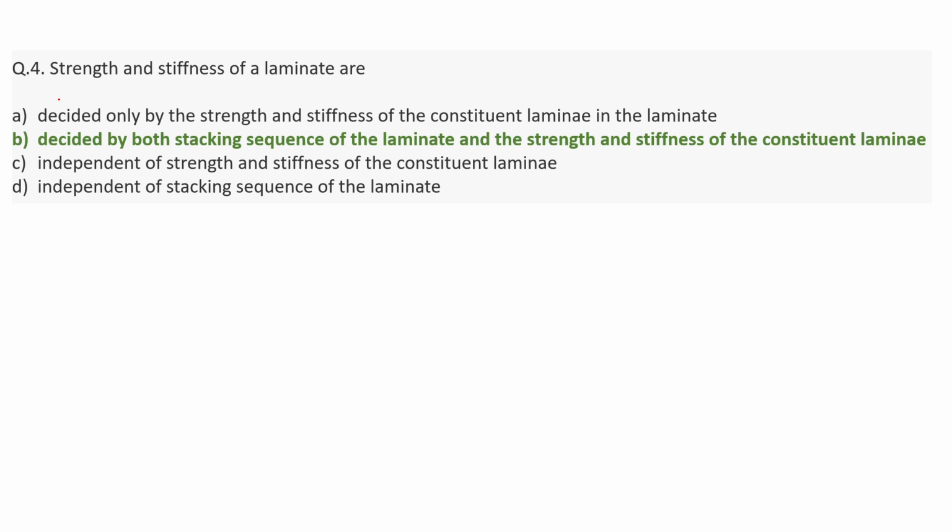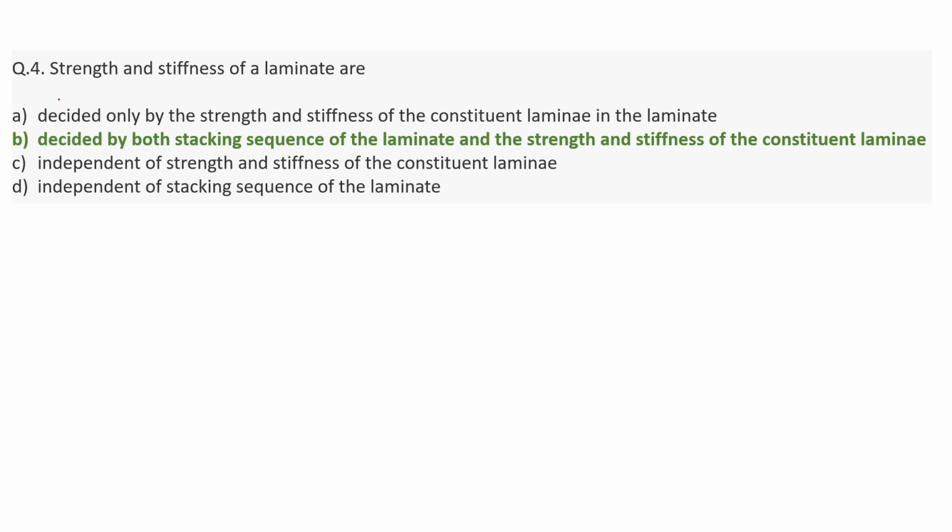Next question is question number 4: the strength and stiffness of a laminate are, option A, decided only by the strength and stiffness of the constituent lamina in the laminate. B, decided by both the stacking sequence of the laminate and the strength and stiffness of the constituent lamina. C, independent of strength and stiffness of the constituent lamina, or D, independent of the stacking sequence of the laminate. So we are talking about the whole laminate.